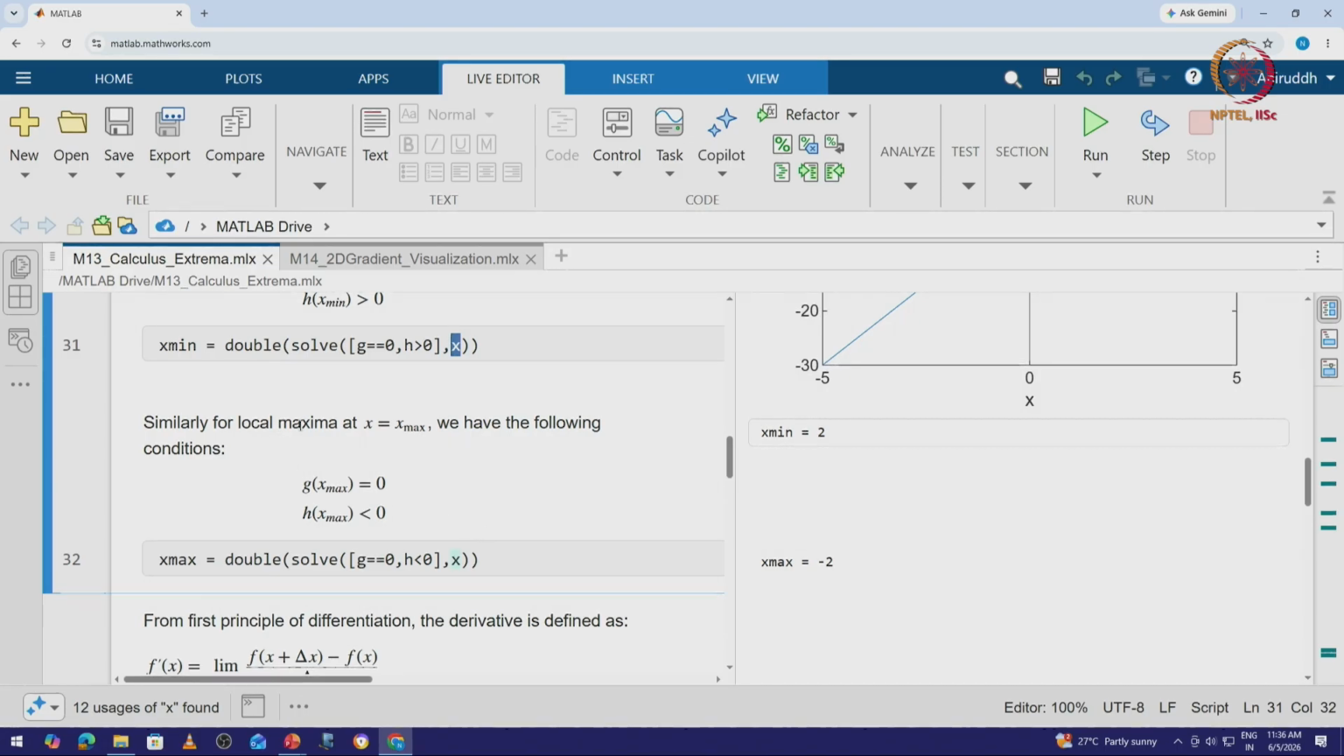Similarly, we could also focus on local maxima at x max, and we should try to satisfy the following conditions. g of x max is 0, h of x max is less than 0, and we can use the same solve operation to get x max as well. So g of x max is 0, h of x max is less than 0. Use the solve operation in MATLAB. We can solve both of these equations simultaneously.